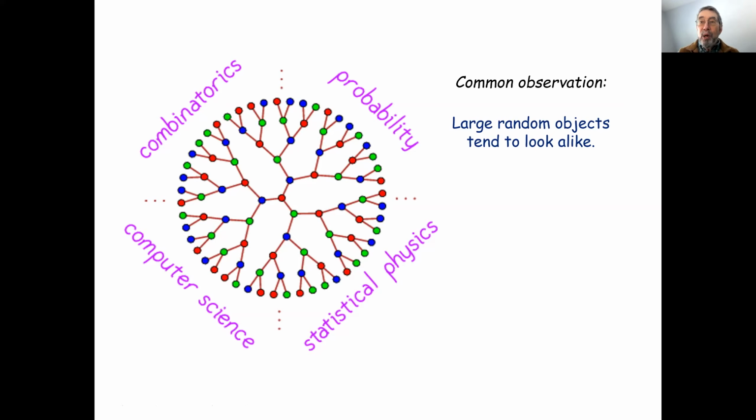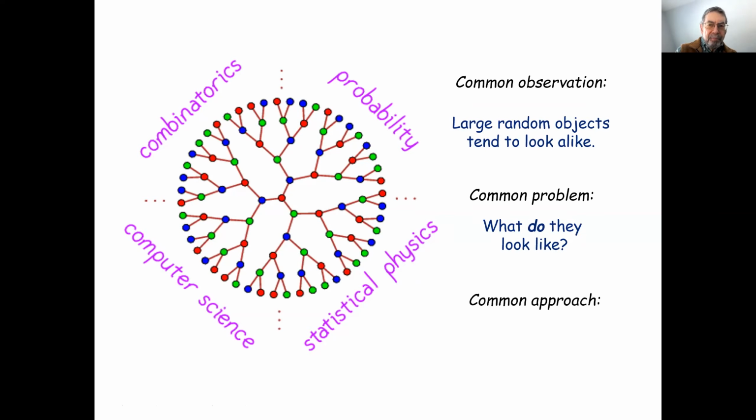A random object could be anything. But when we take large random objects with many small parts that interact, they tend to look alike. And a natural question to ask is, of course, what in fact do they look like? And a common approach is, well, count things, take limits, try to figure out as n goes to infinity, what shape things take.